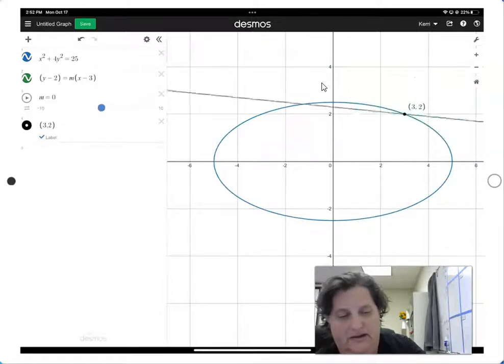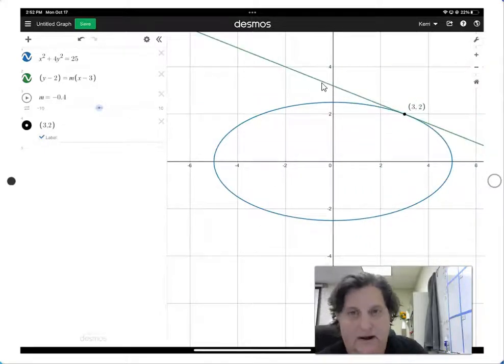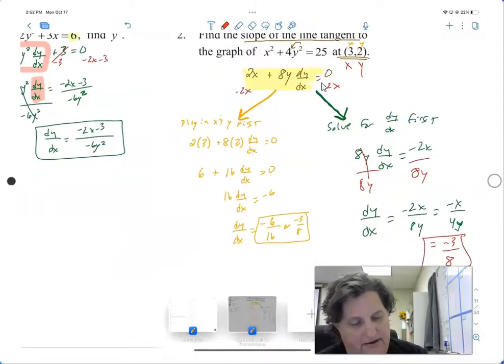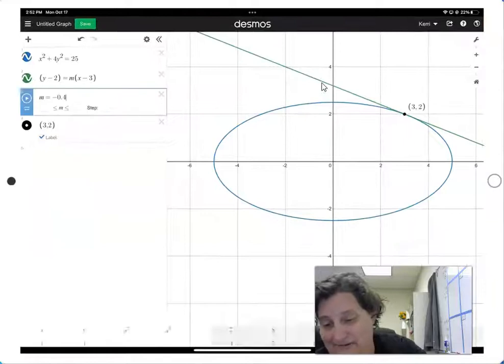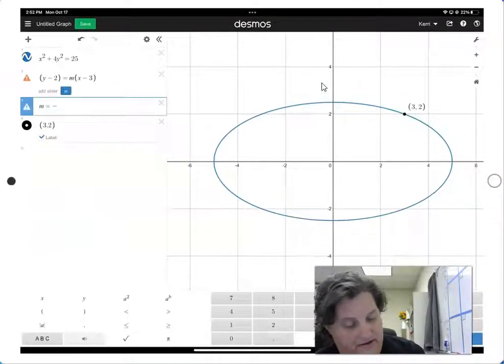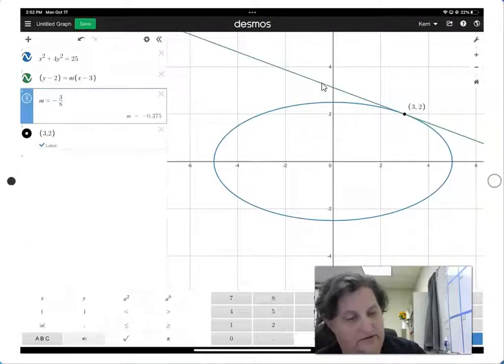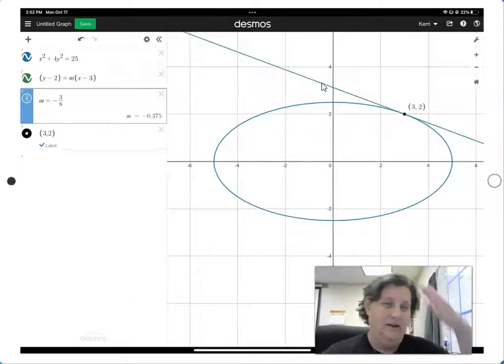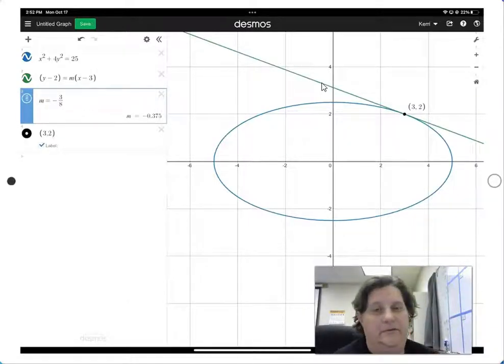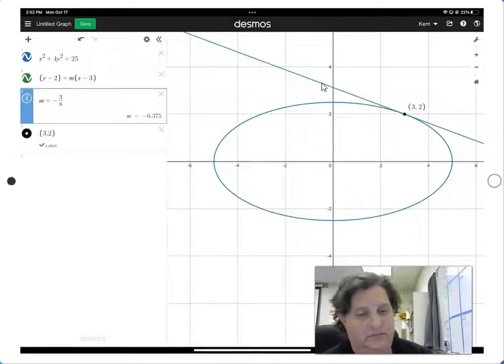Let's see, I think we need negative. It's right about there, I would say. What did we get? Negative 3 over 8. I feel like I was pretty dang close. Negative 3 over 8. Look at that beautiful equation, the tangent line coming right through the point (3, 2). So we just wanted to find the slope of that line.